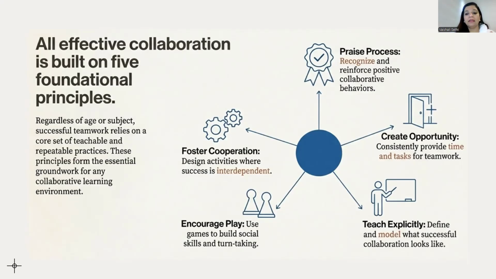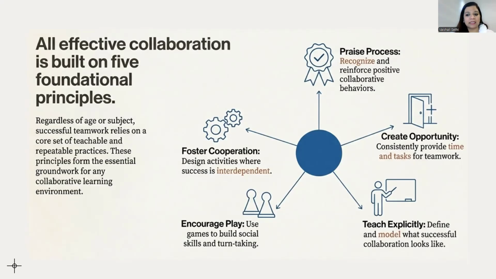Okay. And then the fifth one is teaching explicitly. This means we define and model successful collaboration. We can show what roles look like, what respectful disagreement sounds like, what a good group discussion process is. These kinds of things we must tell our students. Many students have never been taught how to collaborate, they've only been told to work in a group. So they just divide the work and do it. Explicit teaching turns that into a skill that they can repeat.